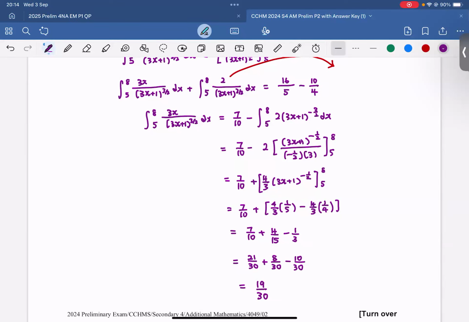Okay, so a common mistake is this part of the integration you all do wrongly. So this part integration do wrongly. If this part integration do correctly, shouldn't be a problem.